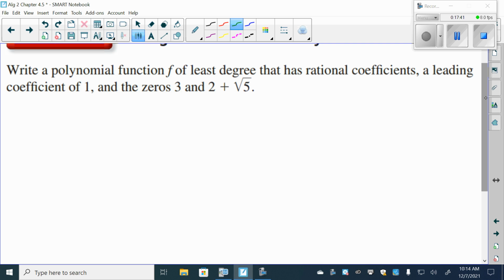And leading coefficient of 1, that means we're not multiplying it by 2, 3, 5, because that really doesn't change the solution, it just changes everything else. But what it does tell us is that the zeros, so it's saying that x is equal to 3 and x is equal to 2 plus the square root of 5.